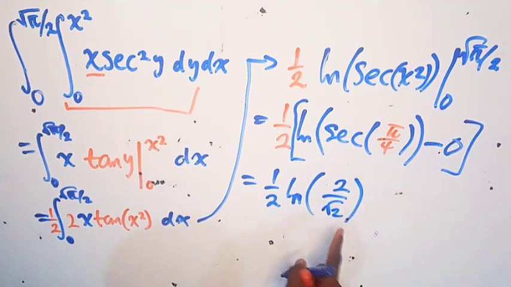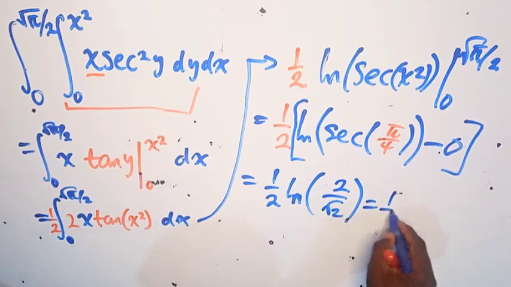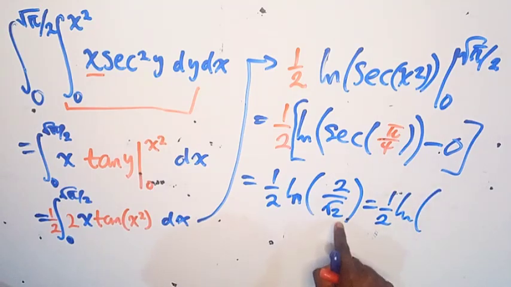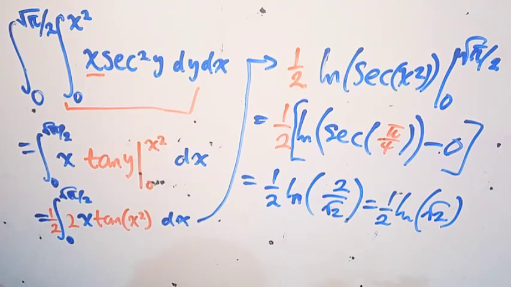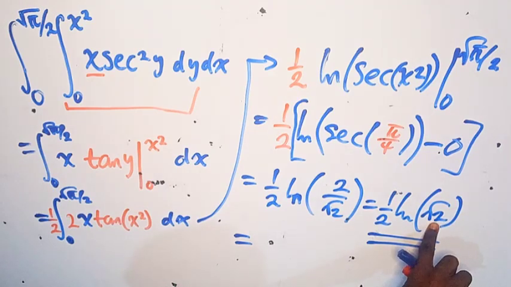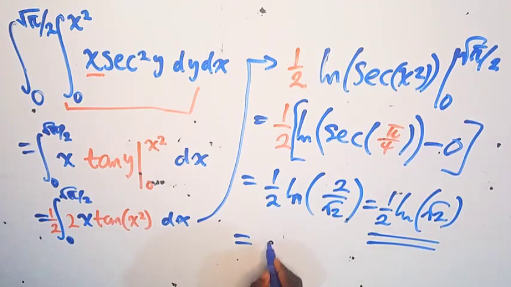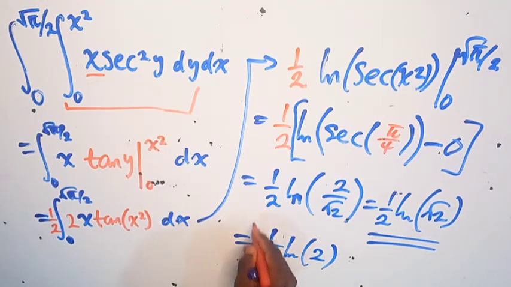Okay, but 2 over root 2 is the same thing as, let's put 1/2 of the natural logarithm of 2 over root 2, which is the same thing as the square root of 2. So in fact, we can put our result like this. Or maybe if you like, you can rewrite it a little bit. Since this is 2 square root of 2, we can rewrite it as 1 over 4 times the natural logarithm of 2. But whichever way you stop is still the same thing.